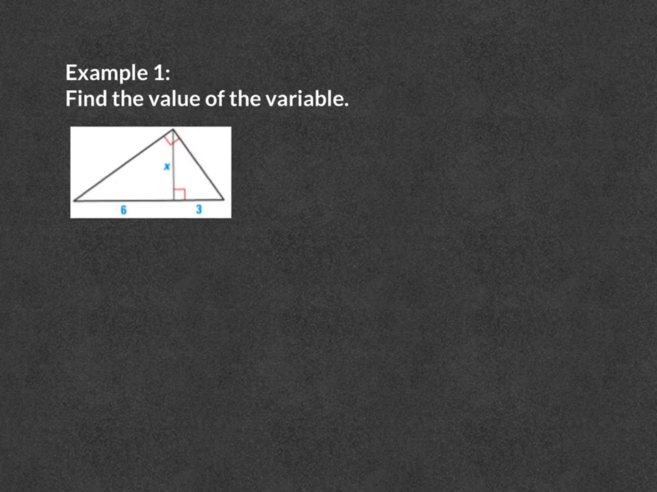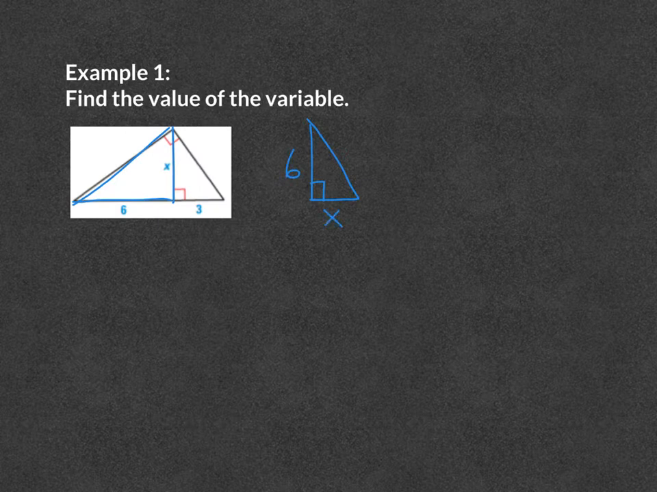Example number 1. Find the value of the variable. So what I'm going to do is take this triangle and break it up into two separate triangles. So the first one will be in blue, and I'm going to stand it up. So it's going to look like this. So my height is 6, and my base is x. Now I'm going to draw the smaller triangle, which will be in pink. My height will be x, and my base will be 3.